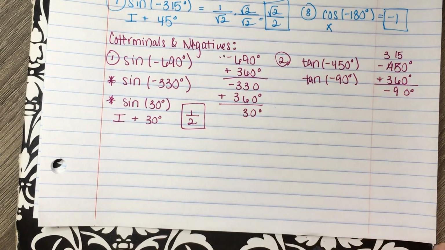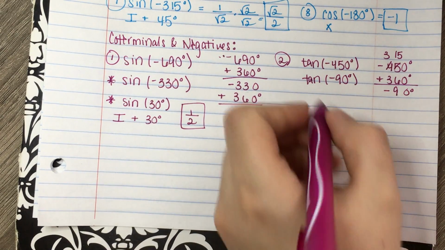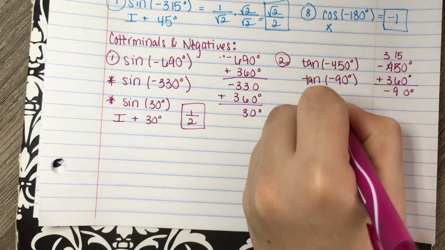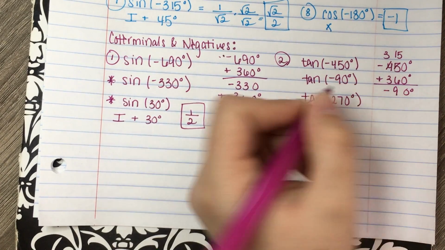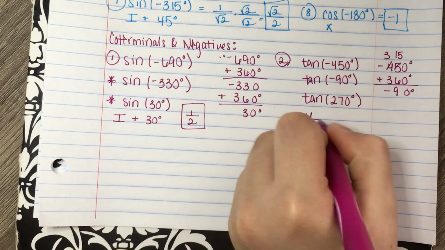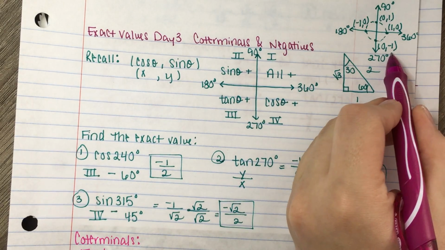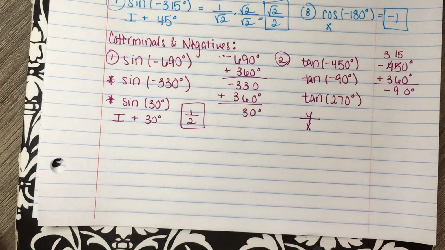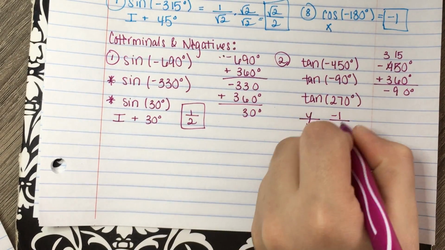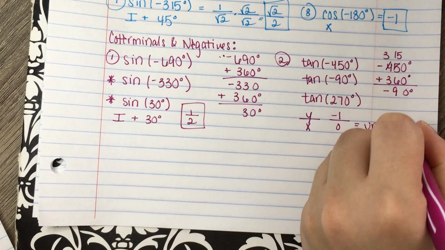So tangent of negative 450 and tangent of negative 90 are the same thing. Or you can add another 360 degrees in your calculator, and you're going to see that that's also equal to tangent of 270. So whichever one you like. And then there's those quadrantal angles, y over x, and at 270, our y is negative 1, our x is 0. So we have negative 1 over 0, and that answer is undefined.